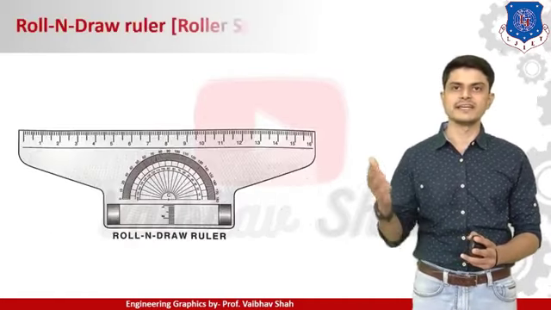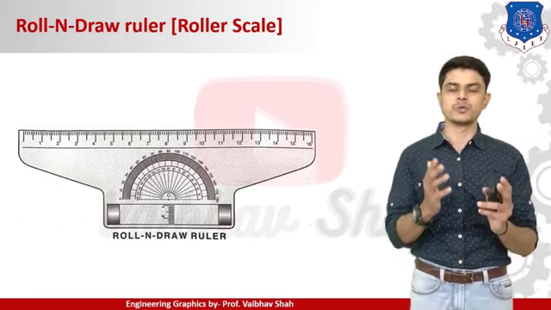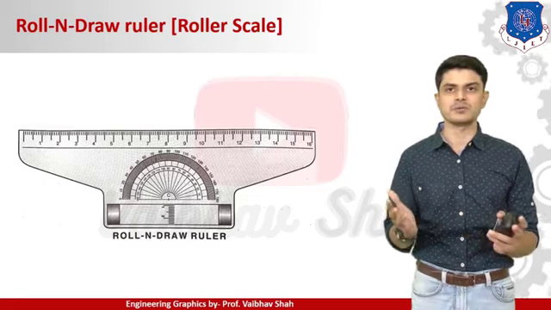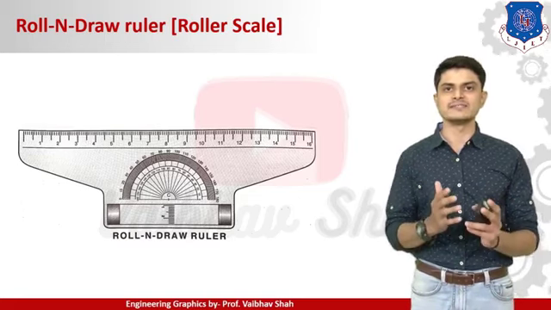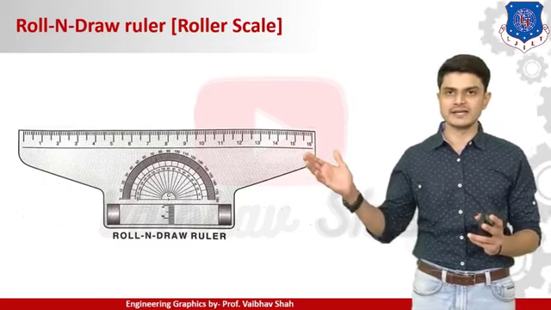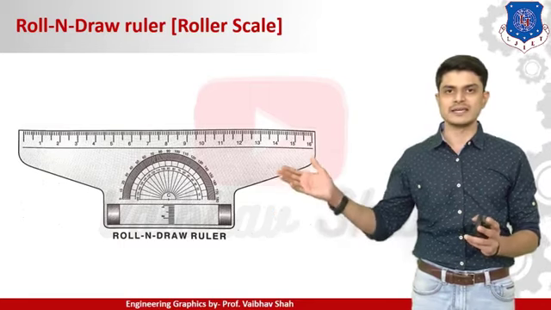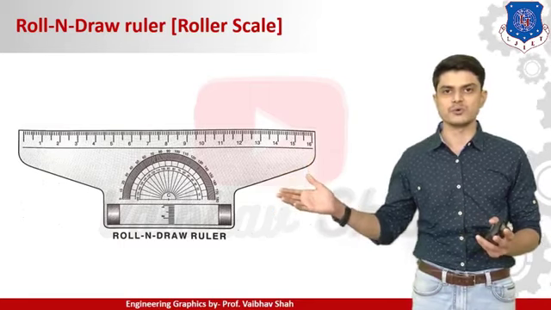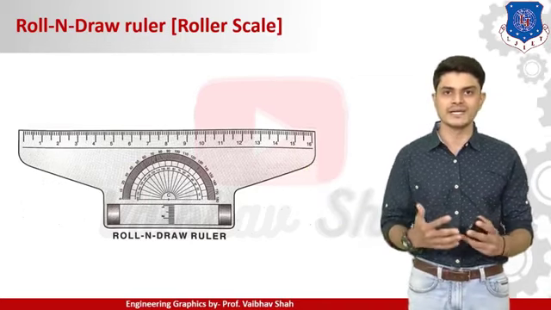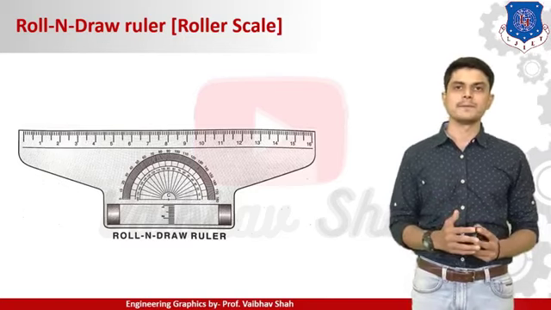So let us move ahead and see the next device, which is the roll and draw scale, popularly known as the roller scale, which is the students' first choice. They are buying these devices in ample quantities because it is very easy to use and very compact in size. You will have an ordinary scale attached to your protector and roller. You can slide this scale down. As the name says, it's a roller scale, so you can roll this scale over your drawing sheet and draw multiple parallel lines within no time. That's why it is a very popular choice among students.